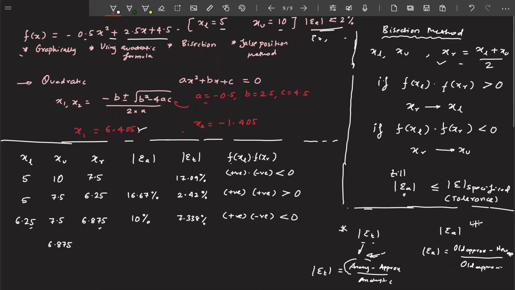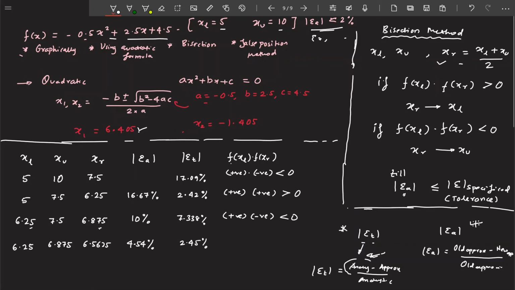So again, this is going to be 6.875, and we are again going to copy 6.25. Again, add these two and divide by 2. This comes out to be 6.5625. And again, the approximate percentage error comes out to be 54%, and the true error is 2.45%. Again, it is not less than 2%. So you'll have to go for another iteration.